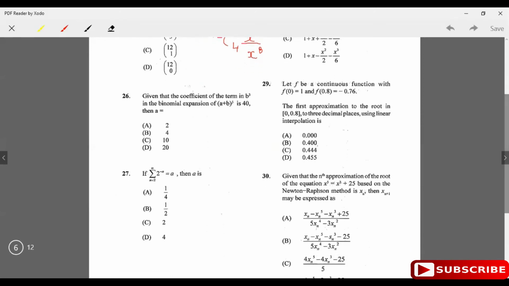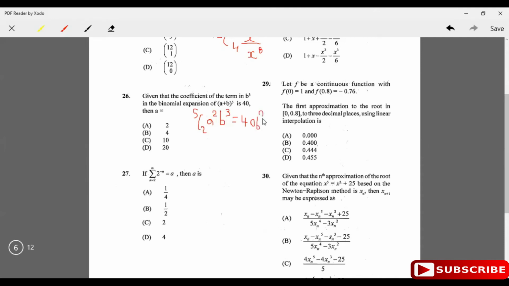All right, it says, given that the coefficient of the term in b cubed in the binomial expansion is 40, then what is a? So they're giving us the coefficient of b cubed. Since they're giving us a plus b to the 5th, we have a squared b cubed, and then that's just going to be 5 choose 2. So 5 choose 2 times a squared b cubed, that's equal to 40b cubed.